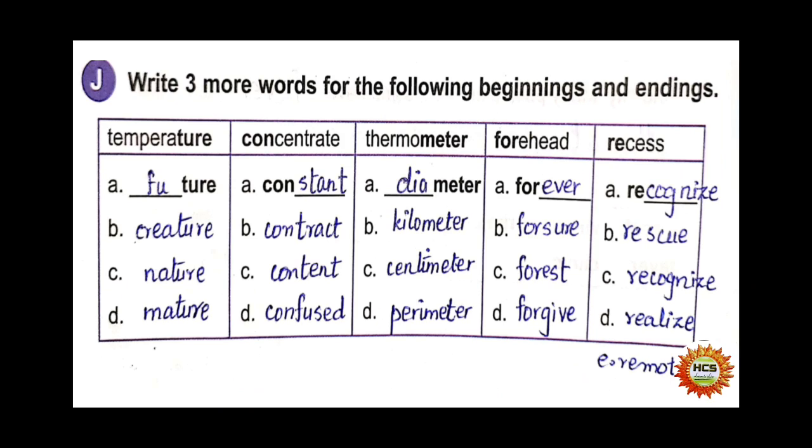Concentrate. Now we have to make the words of this beginning con, C-O-N: constant, concentrate, contract, content, confused. Constant, contract, content, confused. Thermometer: diameter, kilometer, centimeter and parameter. We have to use the ending meter. So I have solved diameter, kilometer, centimeter and perimeter. If you know any other word besides these, you can write those words as well.